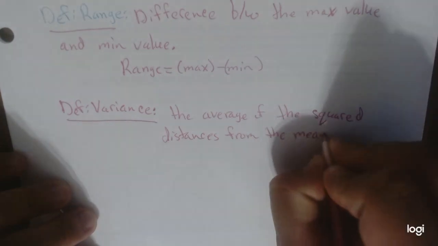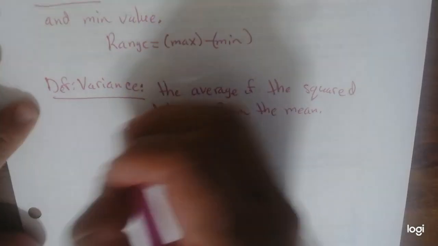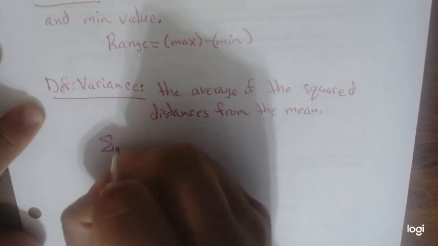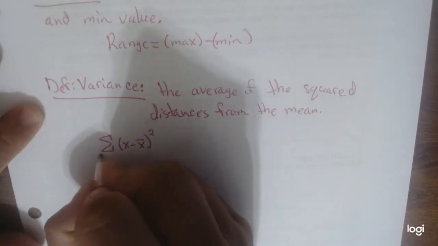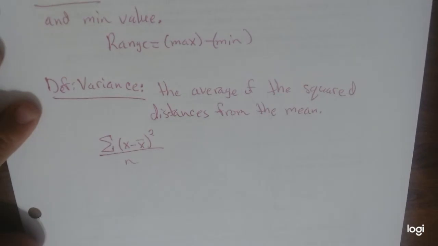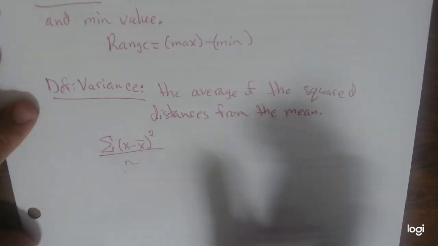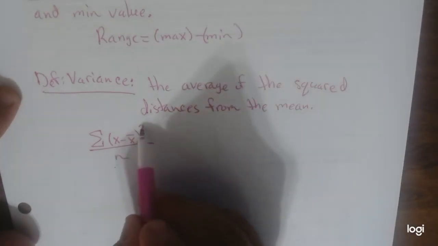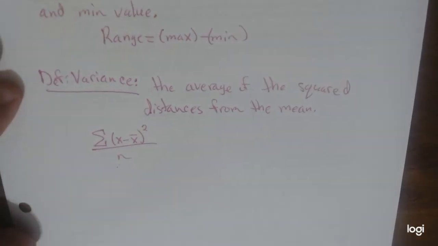This actually has an equation. The equation for the variance looks like this. For notation purposes: x bar is the mean, x is the data values, and n is the sample size. Using order of operations, we first subtract, then square them, then add them, and finally divide by n. So that's called the variance.